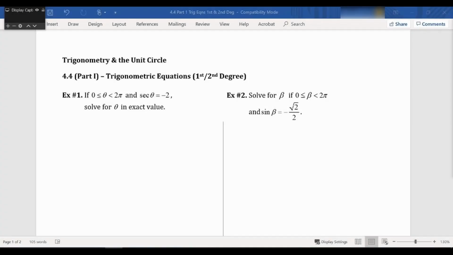Hello and welcome to 4.4 part 1, which is solving trigonometric equations. There's two parts to this section. Part 1, we're going to be solving equations that have a finite set of answers. Next lesson, we will be doing part 2, which is solving using a general solution, all possible answers that exist, if we do not have a finite set.